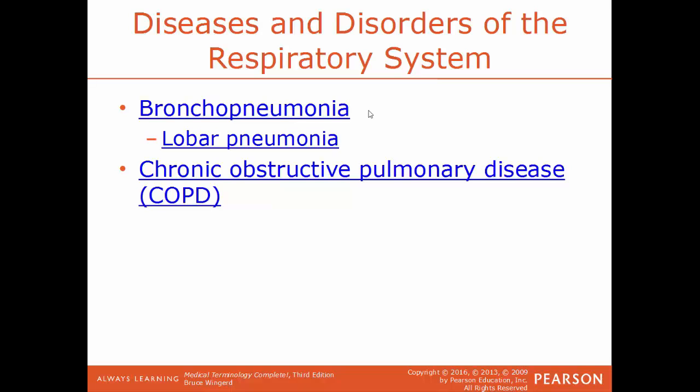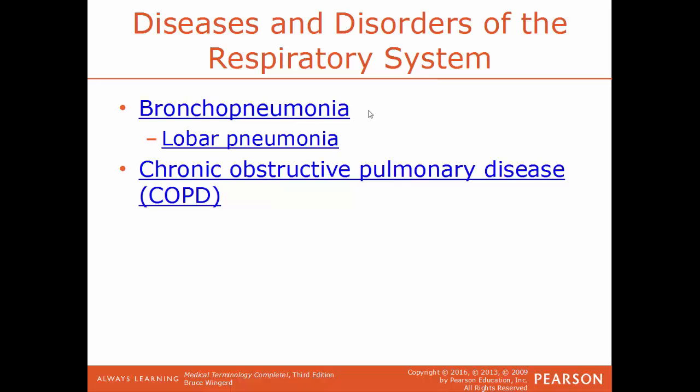That's related to our next term, lobar pneumonia. This is an acute version of pneumonia that will involve one or more of the lobes of the lungs. The lungs aren't just one big organ, they are divided into sections, and those sections are called lobes. So whenever you have an infection like this that affects an entire lobe, even more than one lobe, that's when it's called lobar pneumonia.